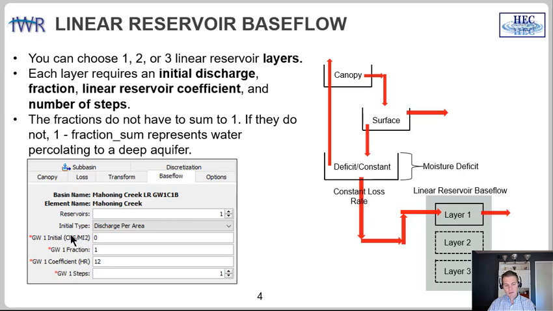For each of those layers, you do need to specify these 4 parameters. You need to define the initial conditions, how much of the losses from the loss method go to that linear reservoir layer, the coefficient, that K value, and then the number of steps. And as I have on that last bullet, you do not have to make sure that the fractions sum up to 1. So if you did have 2 linear reservoir layers, the fraction could add up to 80% or 0.8, and then that remaining 20% of losses goes to some deep aquifer, and that volume is not routed to the base flow portion of the total subbasin runoff.